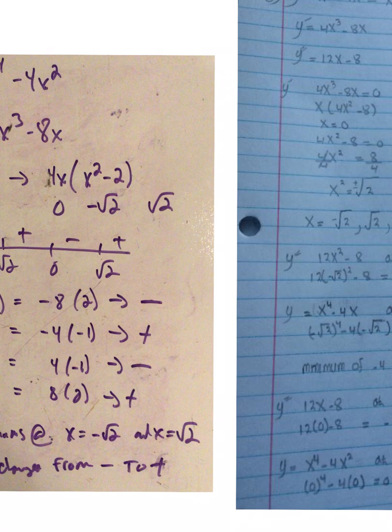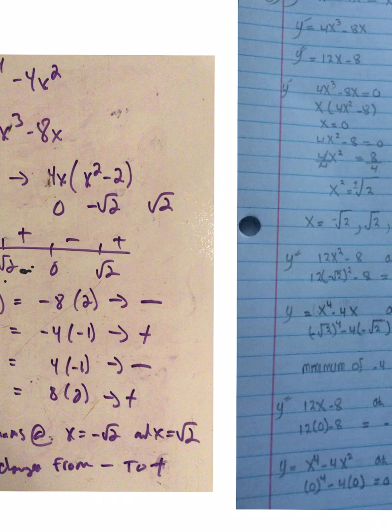I see an error in my writing. I should have written f prime. These should be all derivatives. I'm evaluating the first derivative at those values. And it's negative, left of negative root 2. It's positive between negative root 2 and 0, and you can see what I wrote.